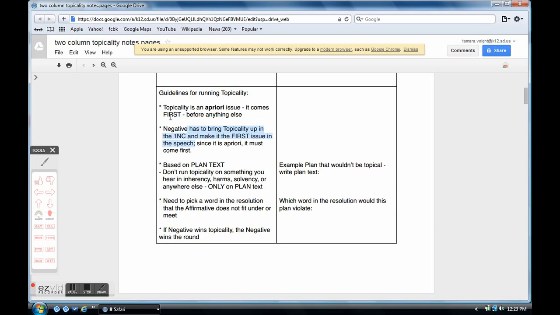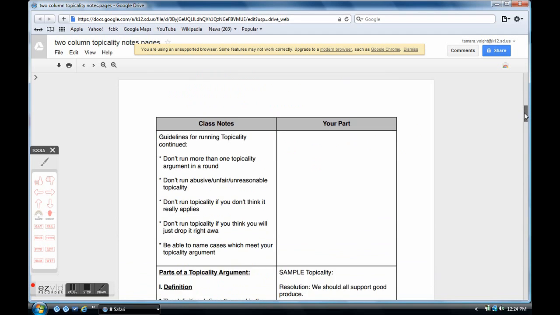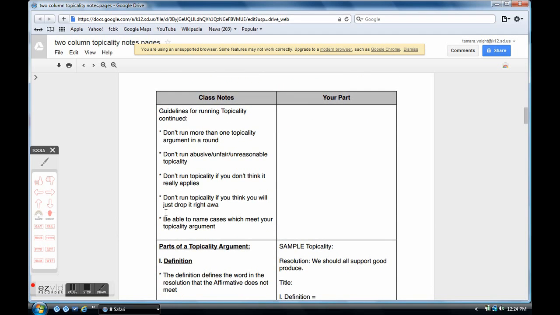Also, it's based on plan text. So you can't run it because you hear something in solvency or inherency that doesn't sound topical. You can only run it on the affirmative's plan text. So you have to make sure that their plan text isn't topical. For example, if their solvency talks about how they solve for terrorists, you can't say that they're not topical. You have to look to plan text only. We'll look at a few examples of some plan text here that would be untopical.